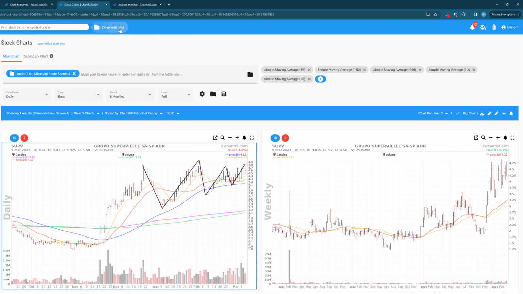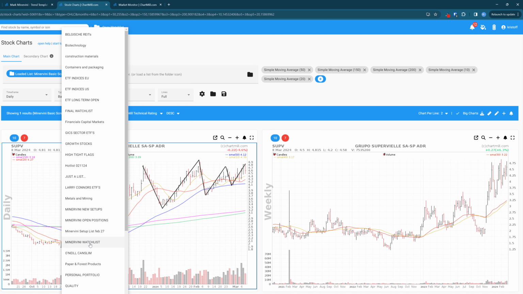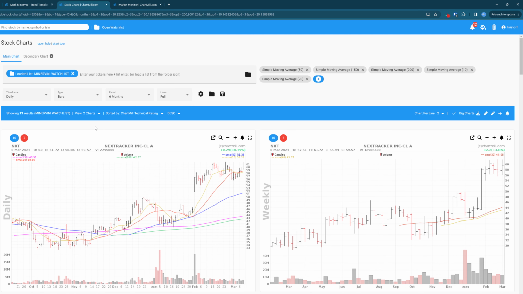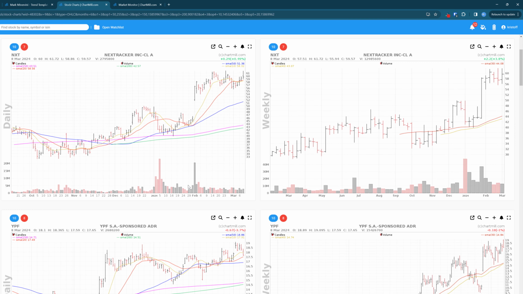Now let's have a look at my watch list. So these are things I'm keeping an eye on. Not really ready for a setup. NXT, for example, close to resistance, but it already went up some days. So 1, 2, 3, 4 consecutive up days. So I would like to see some tight price action before this goes further up. So I'm keeping this in my watch list.